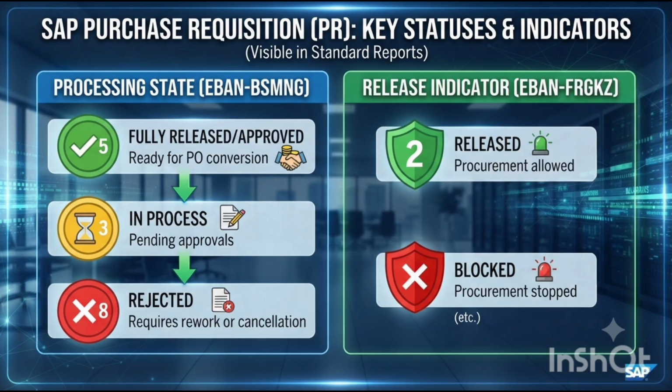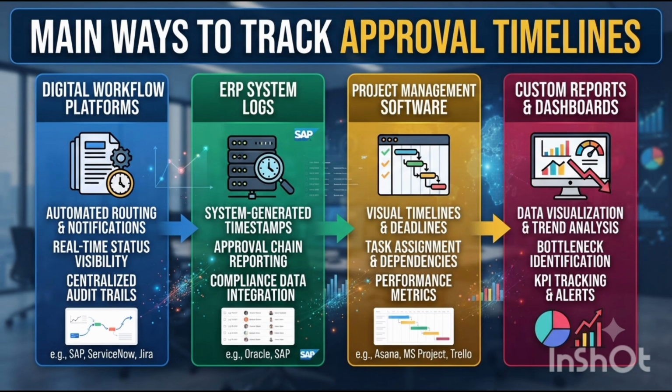Alongside processing states, SAP utilizes release indicators. An indicator of 2 signifies a successfully released status when procurement activity is permitted, whereas an indicator of X denotes a blocked status that completely stops further purchasing steps.